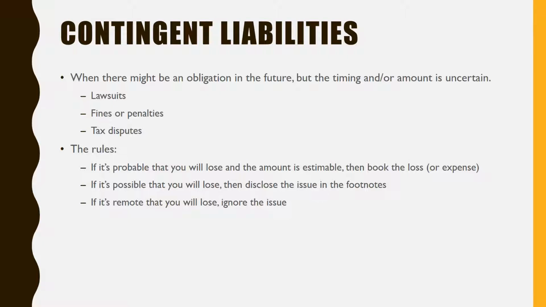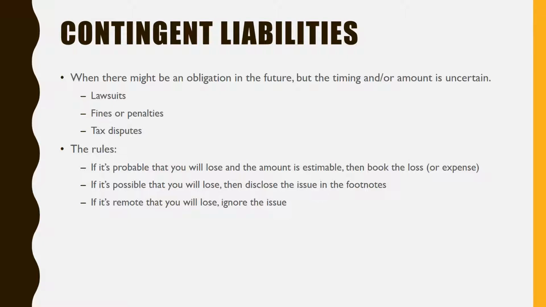The rules are really pretty easy. If it's probable that you're going to lose and the amount is estimable, you book the loss. If it's only possible that you'll lose, then you disclose the issue in the footnotes. If it's remote that you'll lose, then you would just ignore things. We never book anything that's remotely possible. So we just ignore that.